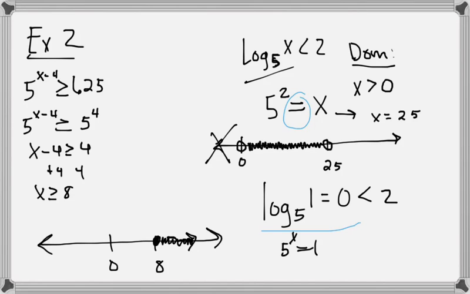Why is the dot on the 25? Because it's not equal then or less. The dot on the 25 is open because of that. The dot on the 0 is open because of that.